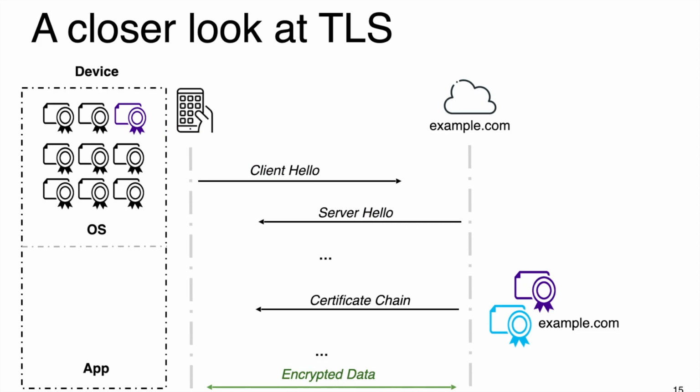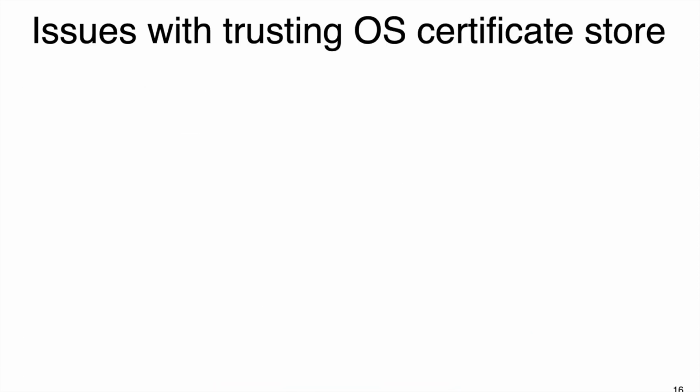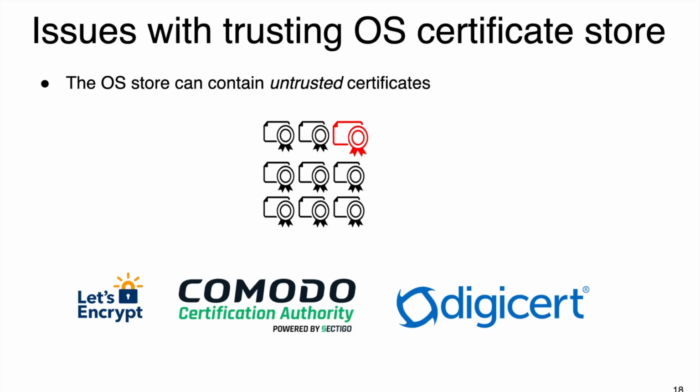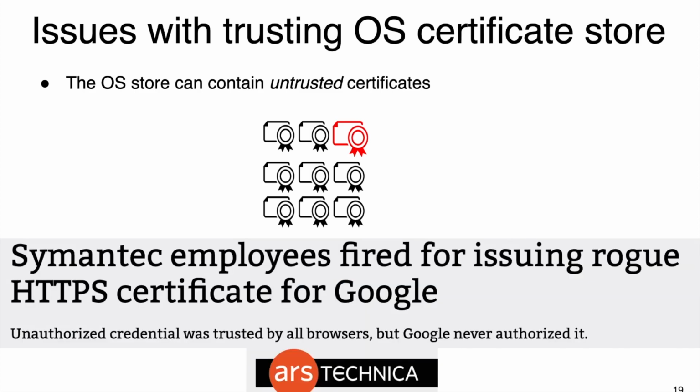So are we done with the problem of protecting mobile network traffic? Turns out there are a couple of issues with trusting the OS certificate store. First, the store may contain untrusted certificates. You see, these certificates are managed by organizations called certificate authorities, and for one reason or the other, they might not do their job very well. For example, in the past, a certificate authority has been found to issue rogue certificates for Google servers. This meant that TLS traffic to Google could have been intercepted by attackers. Thus, an app might not want to trust some or all of these certificates in the OS store.